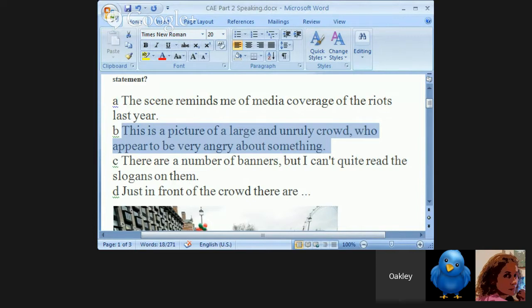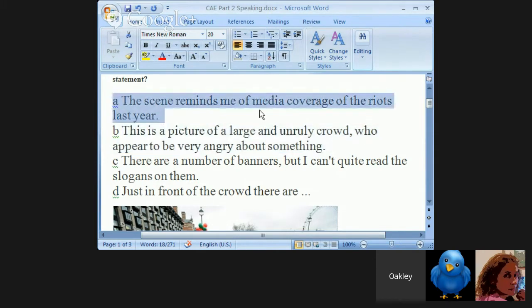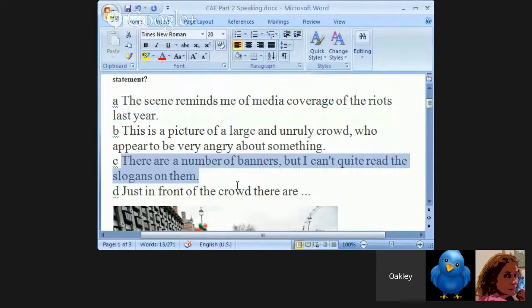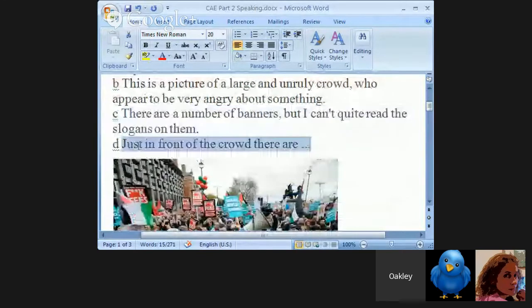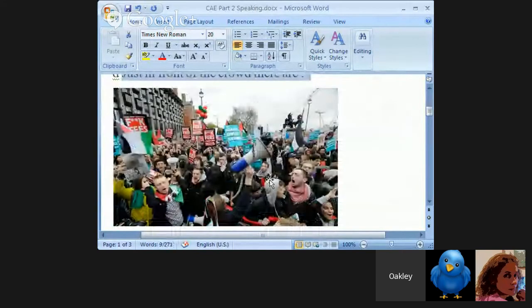Which one would be best to finish? Which one of these statements might come at the end? The scene reminds me of media coverage of the riots last year. Which one might conclude your statement? There are a number of banners, but I can't quite read the slogans. Just in front of the crowd, there are blah, blah, blah. Okay. A. Both of you guys are texting now. Okay. Yeah, I would have to agree.